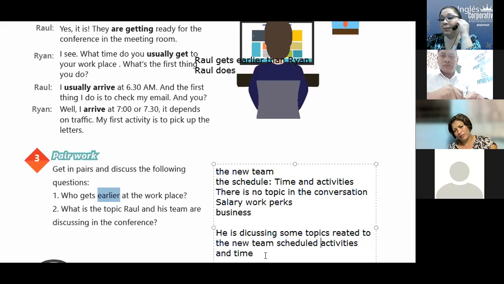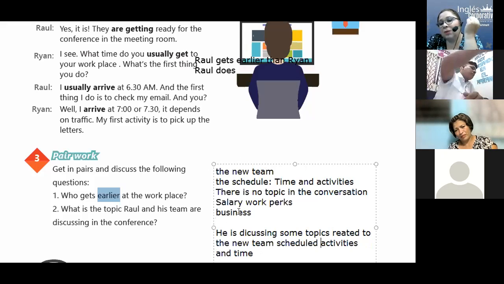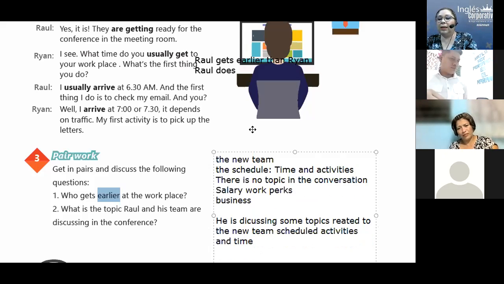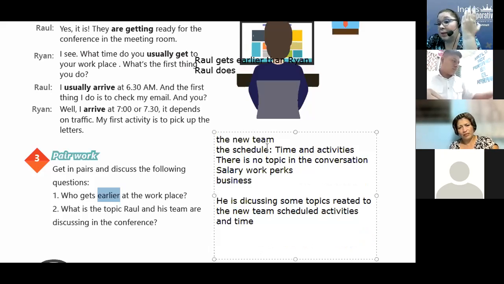Scheduled activities. Okay. Ahí ya armamos un parrafito, miren, con todas las ideas que nos dieron acá, ¿ok? Vimos que era con el nuevo equipo, vimos que estaban ellos primero platicando de actividades y de la hora, en qué se hacían las actividades, a qué horas entran, ¿ok? También podrían haber hablado de salary work perks related to the team, the new team, right? And business, right? Teacher. Tell me.